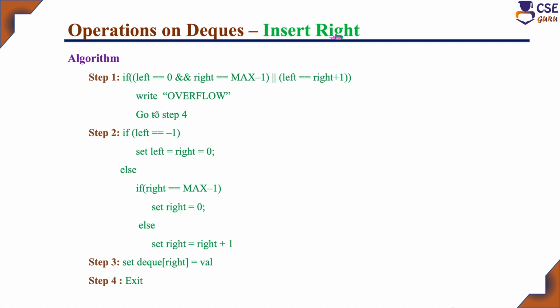So here, algorithm step 1. If left is equal to 0 and right is equal to max minus 1, if both conditions are true, in that case, the Deque data structure is full.